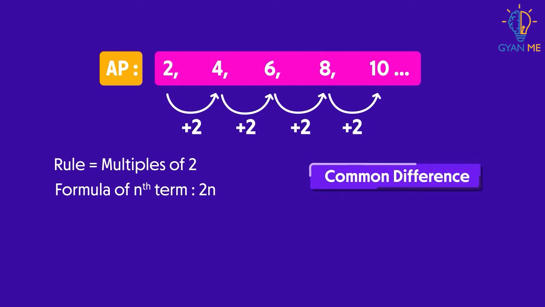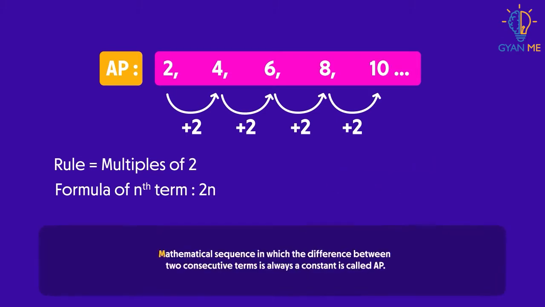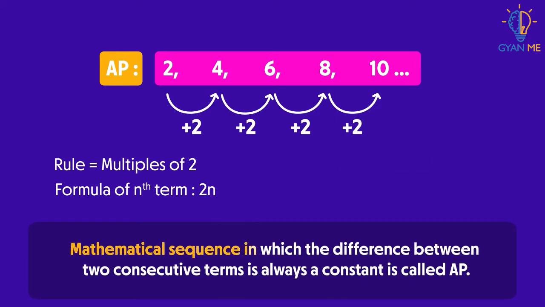In other words, we can also say that a mathematical sequence in which the difference between two consecutive terms always remains constant is called an AP or arithmetic progression. For example, say the sequence of -2, 0, 2, 4, 6, 8 is an AP.